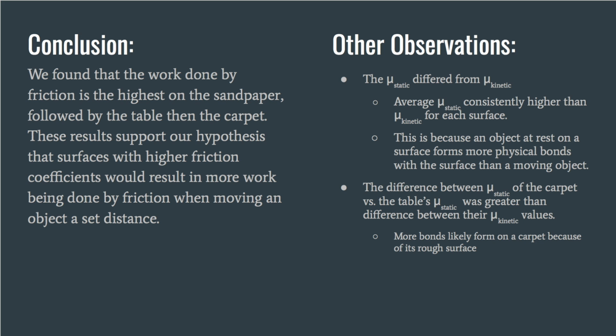During the experiment, we also made other observations. One of these observations was that the static friction coefficient was on average higher than the kinetic friction coefficient. Another observation was that the carpet's static friction coefficient was significantly higher than the table's static friction coefficient, but the kinetic friction coefficients were very similar.